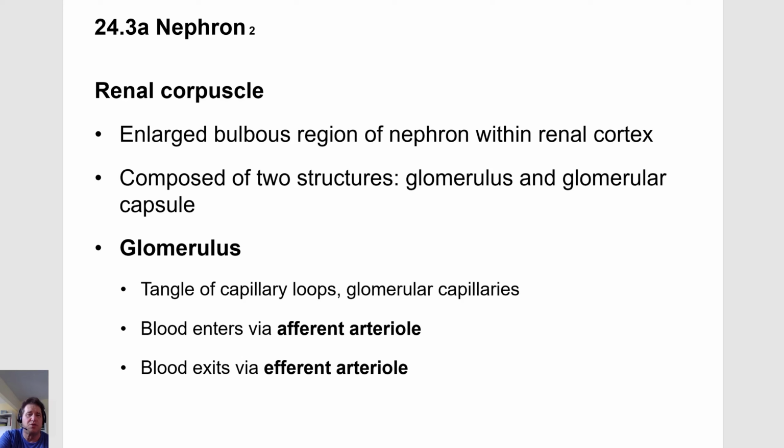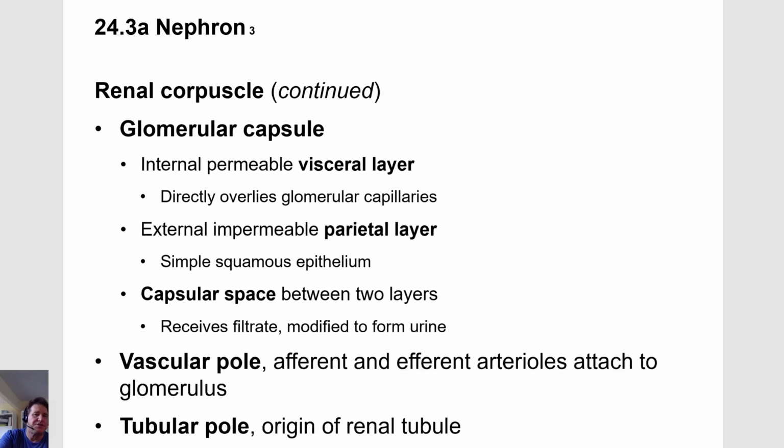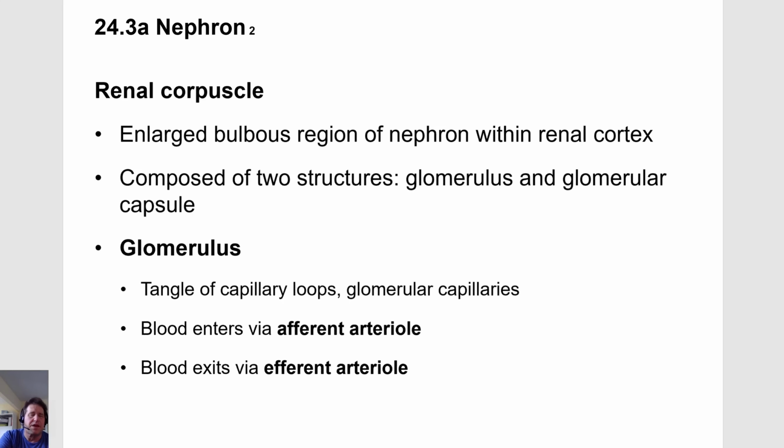The nephron begins with the renal corpuscle, which is sort of a bulbous, rounded region, like a spherical shape, within the renal cortex. Two parts to that are the glomerulus and the glomerular capsule. The glomerulus is fenestrated capillaries. Blood comes into the renal corpuscle via the afferent arteriole, and then blood exits via what's called the efferent arteriole.